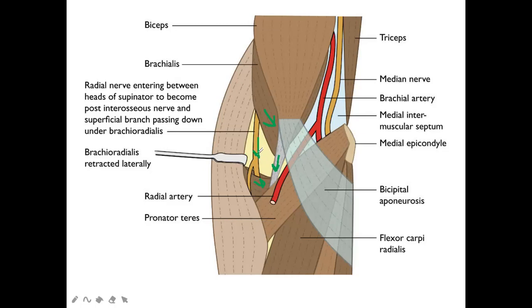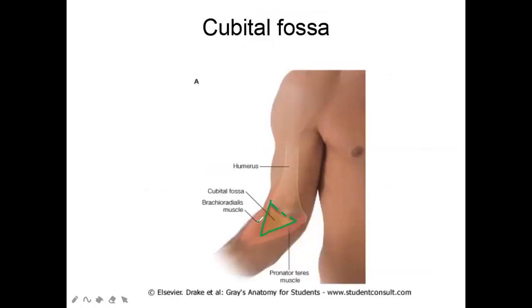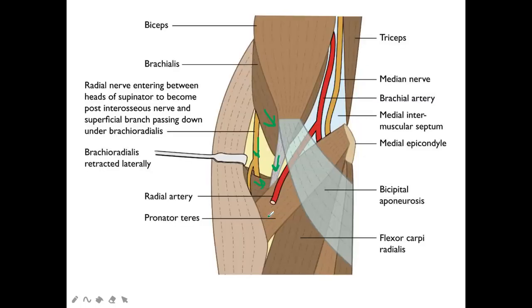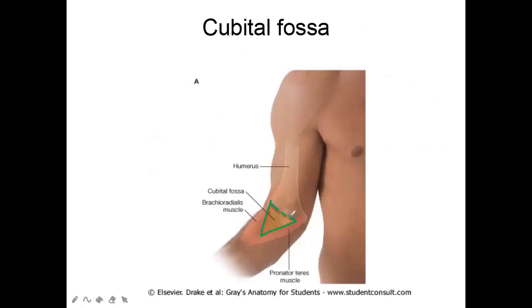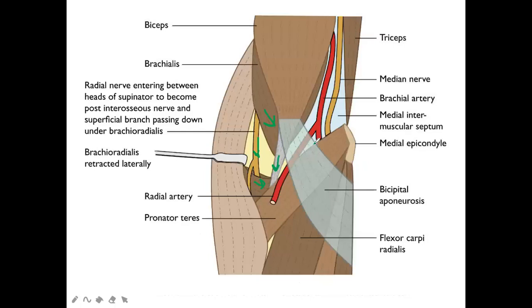Then superficially, on the roof, we find veins, the cubital veins, and also some nerves, like the musculocutaneous nerve. Also on the roof, superiorly, we find a group of lymph nodes that we call the supratrochlear group of lymph nodes. They direct their lymph into the lateral group of the axillary nodes. All right, so that's basically about the cubital fossa.